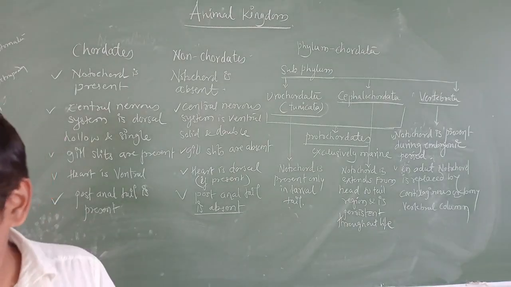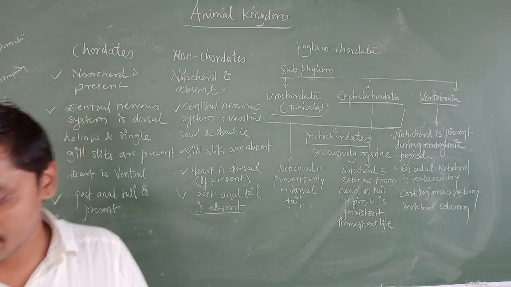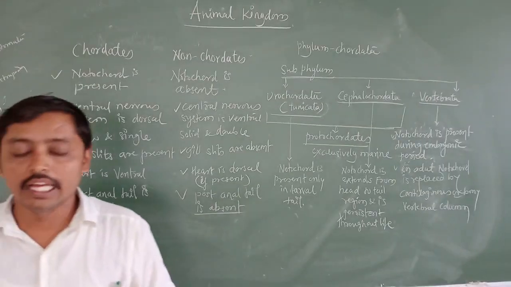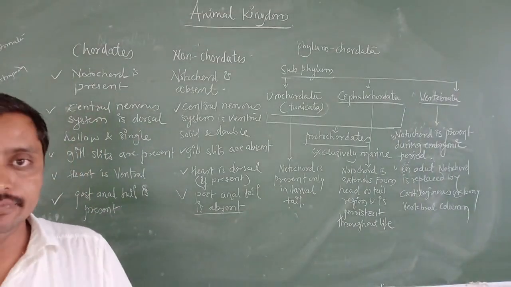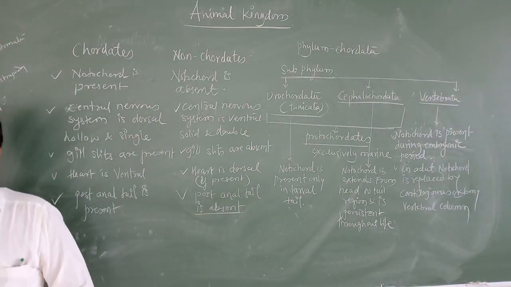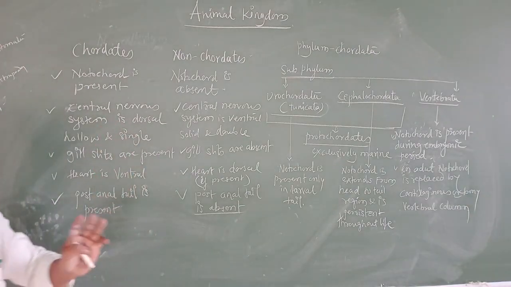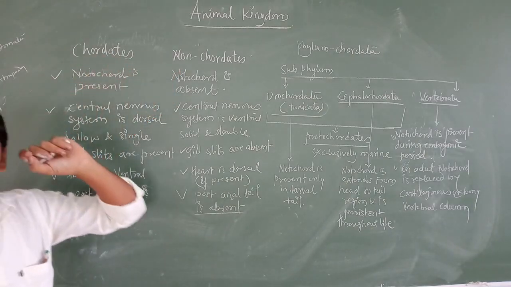Okay, good afternoon students. In the previous class we discussed the general characters of chordata, and we covered the basic characters: the presence of notochord, dorsal hollow nerve cord and paired pharyngeal gill slits. Now today in this class we are going to study the difference between chordates and non-chordates.